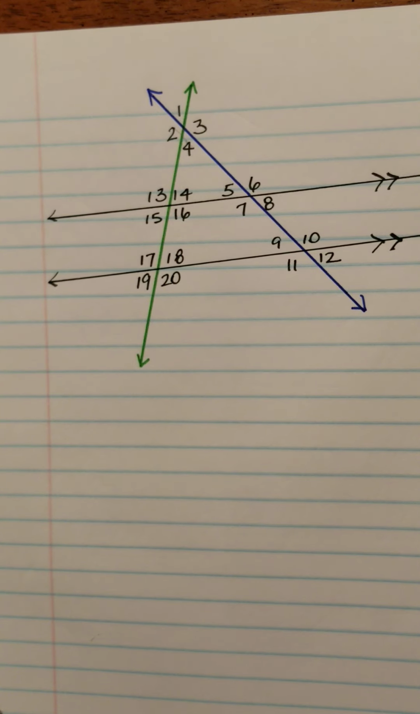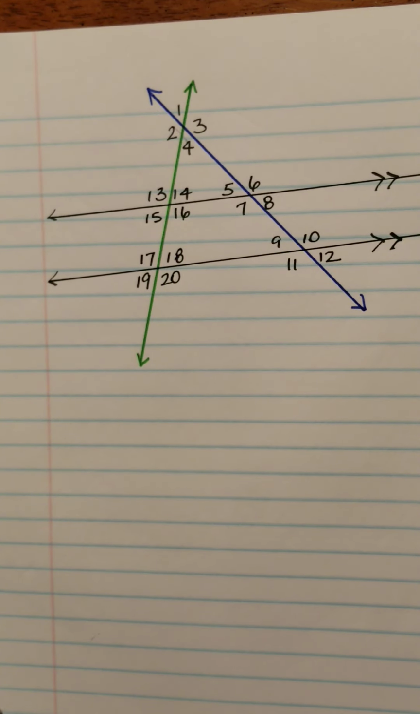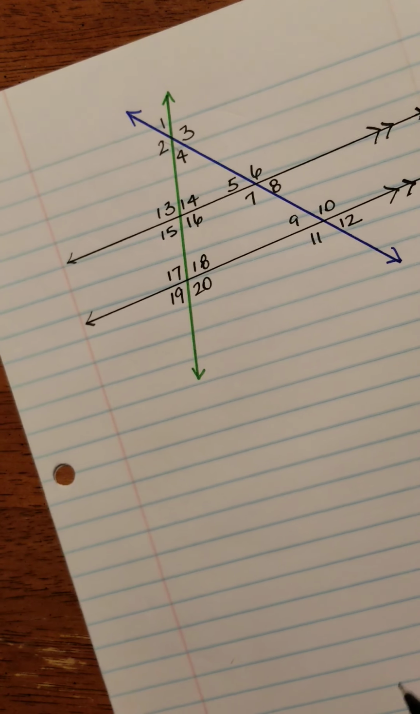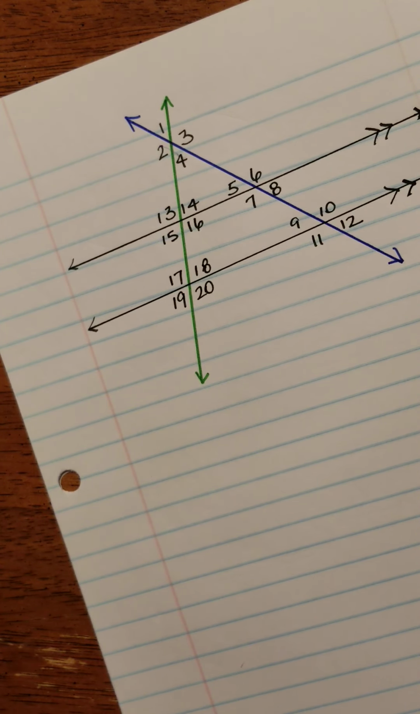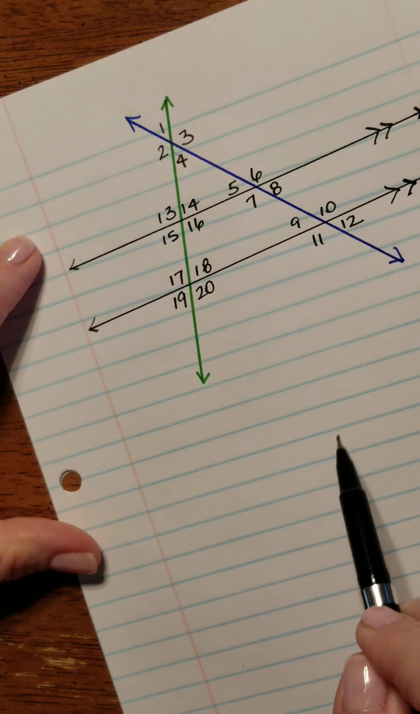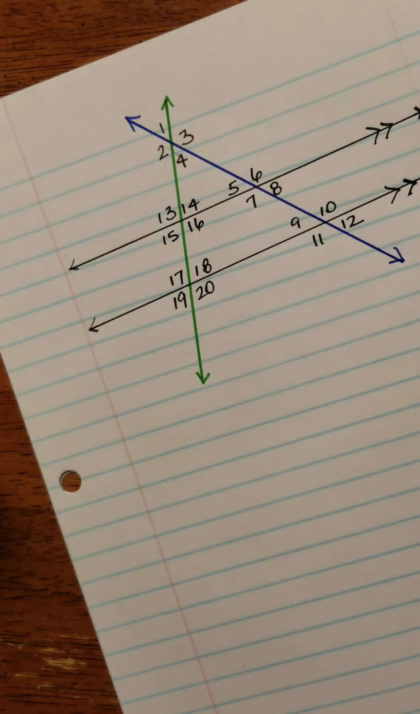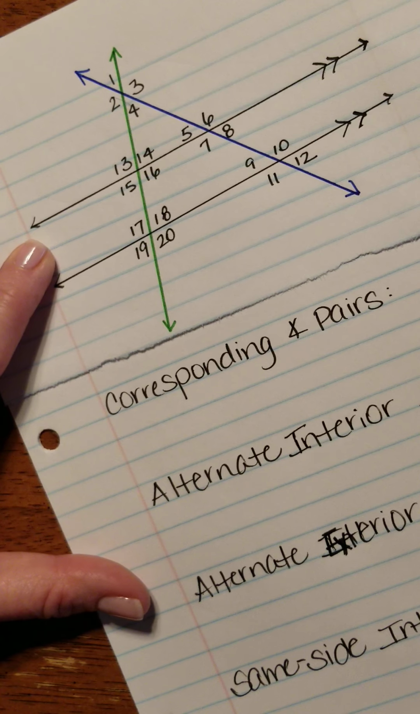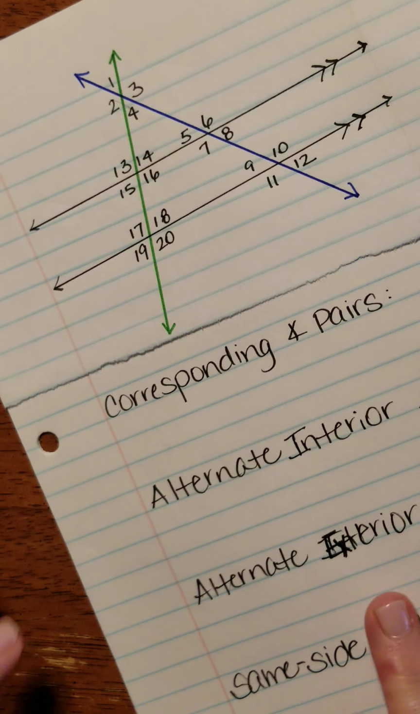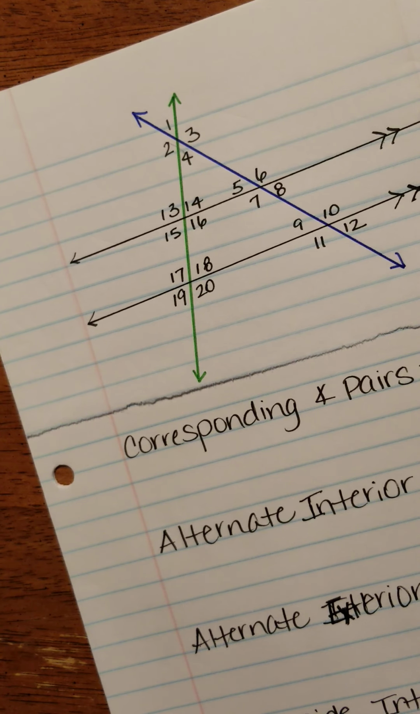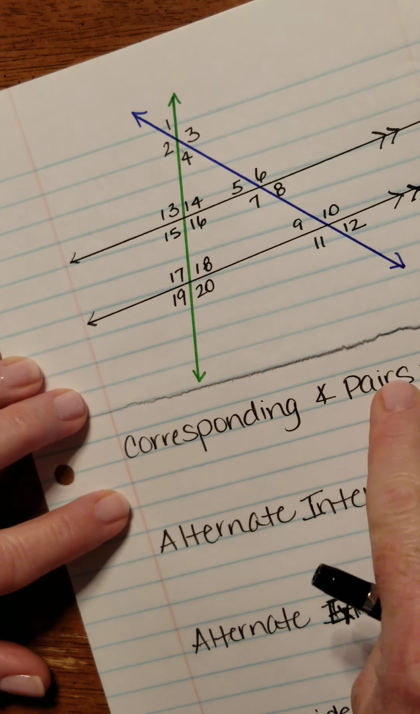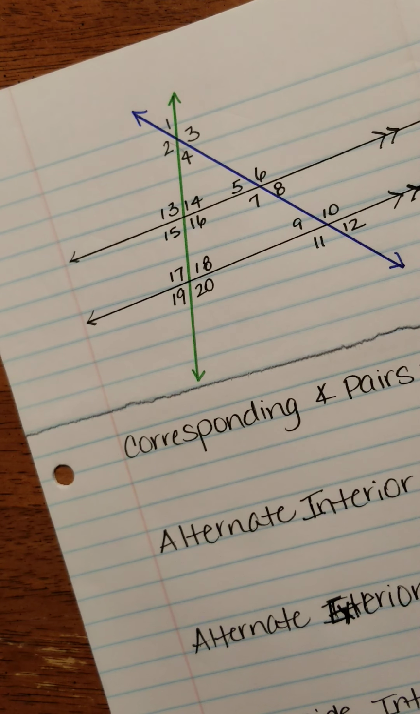So now I'm going to ask you some questions, and we're going to see if we can figure out, based on those relationships, which angle pairs have a special relationship. Okay, so let's look at this diagram again, and we are going to look for all the pairs of corresponding angles that we can find.